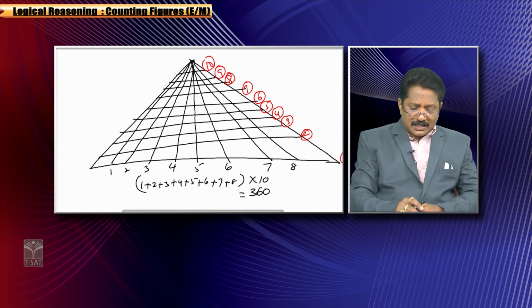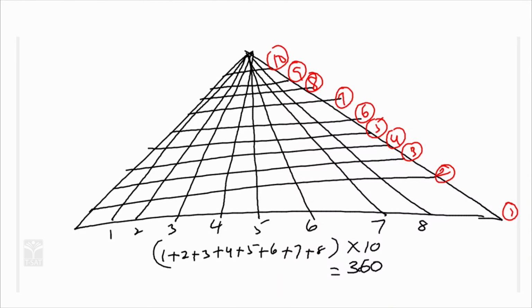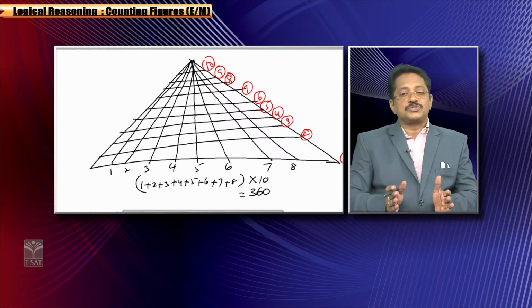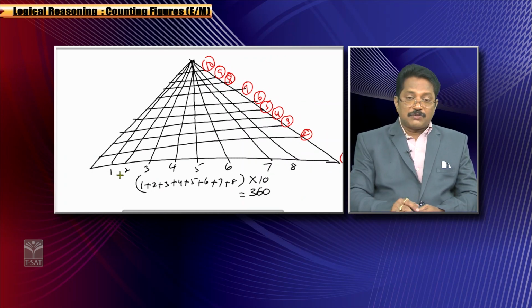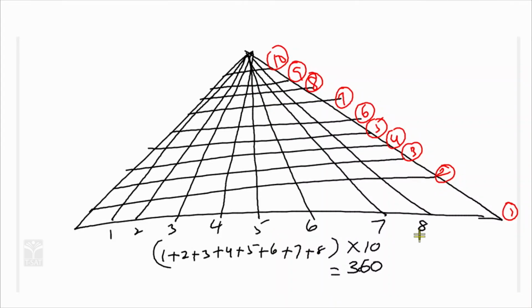So how many parts are divided vertically? There are 8: 1, 2, 3, 4, 5, 6, 7, 8. How many parts divided horizontally? 1, 2, 3, 4, 5, 6, 7, 8, 9, 10. So for the vertical parts, you have to add them all and multiply the sum with how many times you divided horizontally. Here, 1 plus 2 plus 3 plus 4 plus 5 plus 6 plus 7 plus 8.